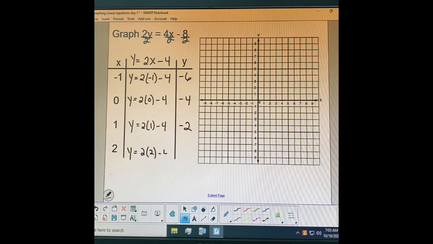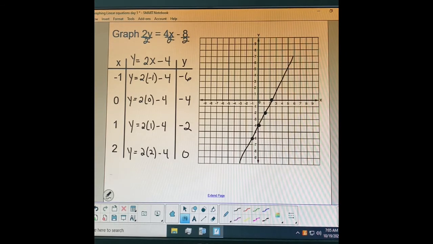Plot those points. Connect the coordinates. Make a straight line. Use arrows on both sides showing that the line continues on in 2 directions indefinitely, and label the line. You can label the line with the original equation, 2y equals 4x minus 8, or with the equation in standard form, y equals 2x minus 4.